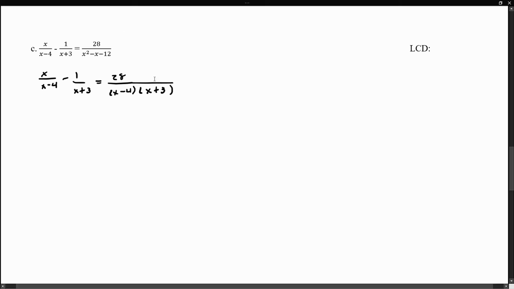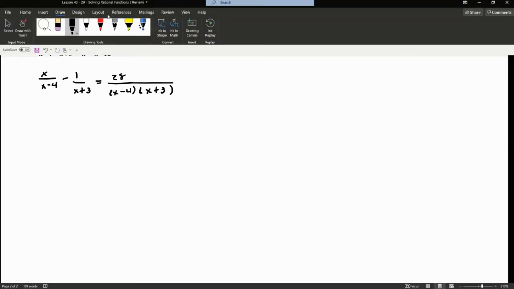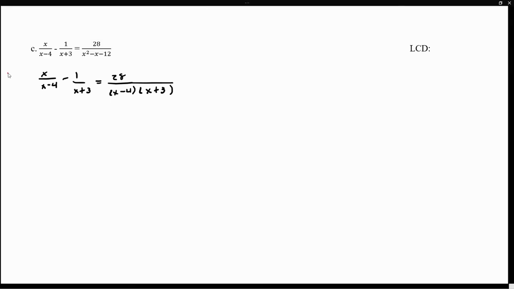Now that I have properly factored the denominator, I can start thinking about the LCD. So what is my LCD? Let me take a look at all the expressions in the denominators. I have an expression of x minus 4, so let me make it part of my LCD. I have the expression x plus 3.